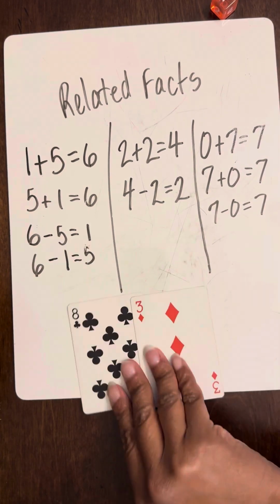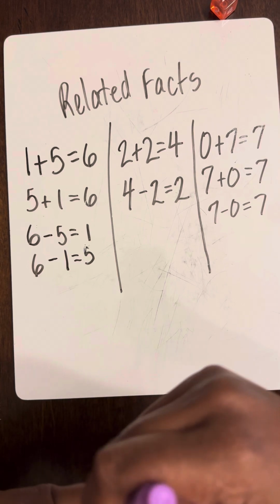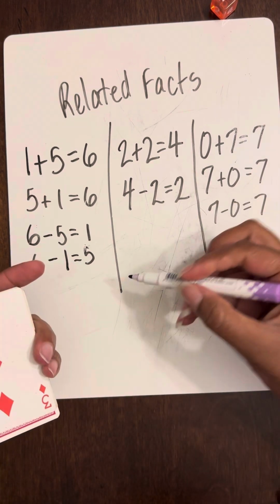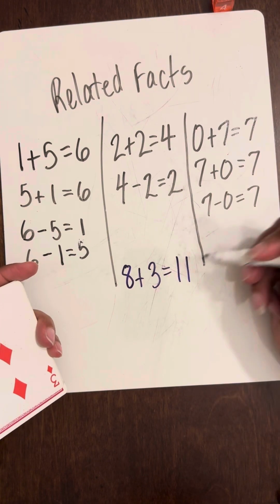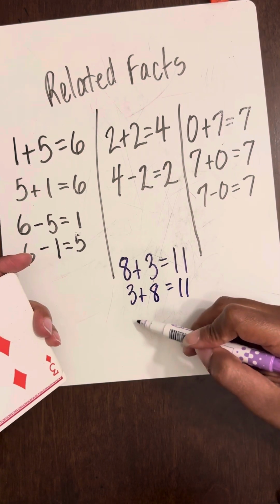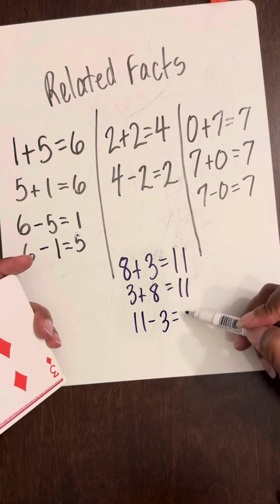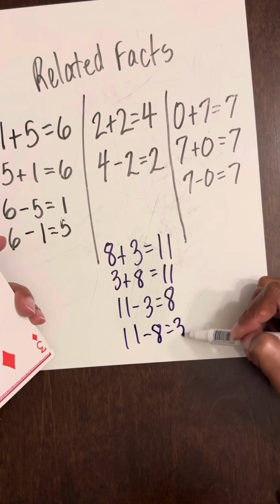8 and 3. And then I could do the facts that go with that. I could get my marker open. 8 plus 3 is 11. 3 plus 8 is 11. 11 minus 3 equals 8. And 11 minus 8 equals 3.